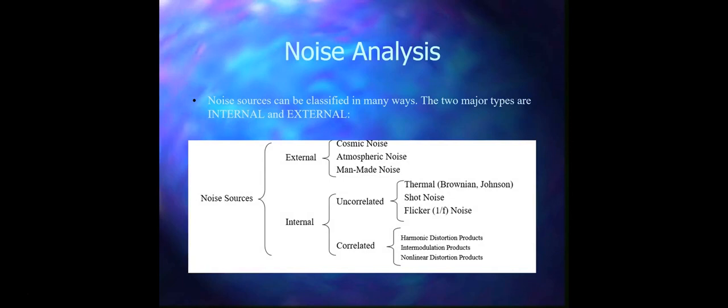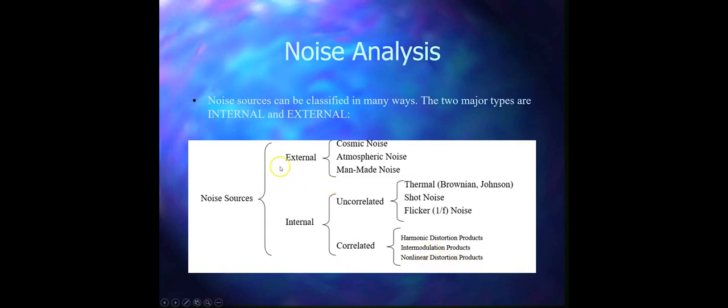So here you see how the noise sources are classified. They are classified into external and internal noise, where external noise consists of cosmic noise, atmospheric noise, and man-made noise. And internal noise consists of uncorrelated noise and correlated noise. Uncorrelated is thermal noise, shot noise, and flicker noise. Under correlated, we have harmonic distortion products, intermodulation products, and nonlinear distortion products.